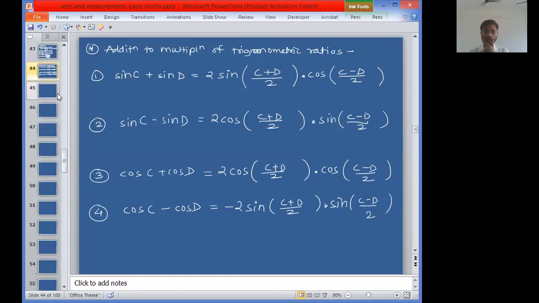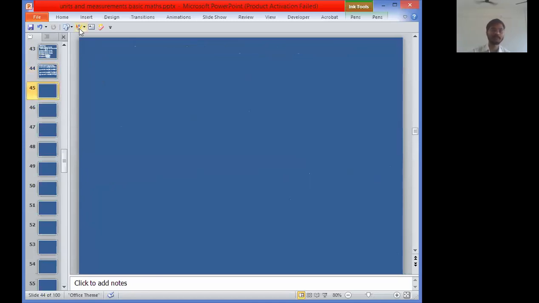Addition to multiplication over. Now let's have multiplication and let us convert that back to addition. Okay, so write down: multiplication converted to addition of trigonometric ratios. Fine, sir. Now you have multiplication. You have to convert that into addition.